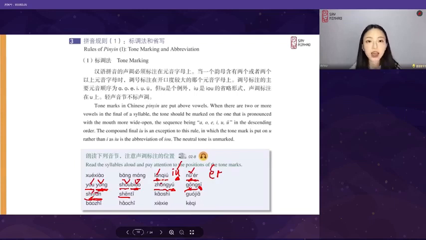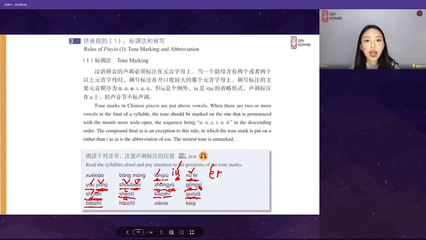Next one is shēn, because there is e, we just need to mark e. And then tǐ, there is only one final, just mark it. Kǎo, we see a, just mark a. Shì, there is no need to say, because sh is the initial, i is the only final, so just mark i. Next one, guó, this is u and o, where should we mark it? We should mark o, right? And next one, jiā, because there is a, we just put a mark on a.